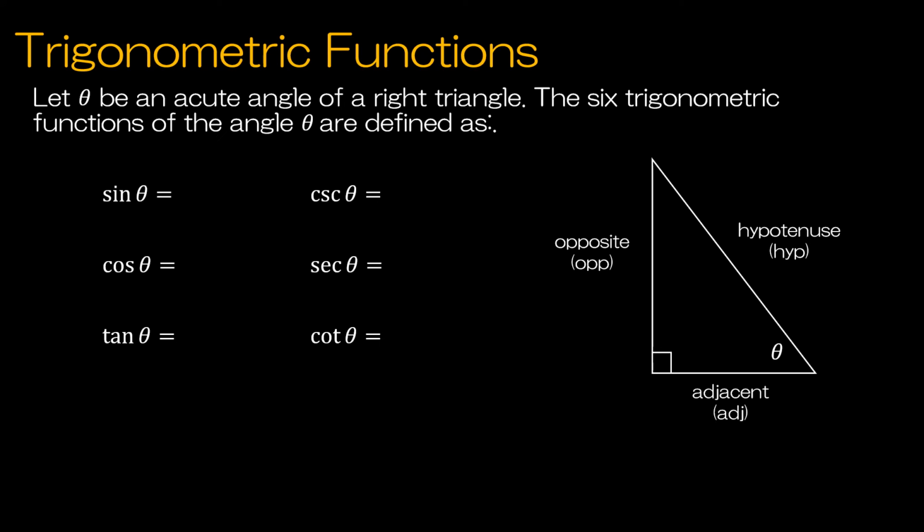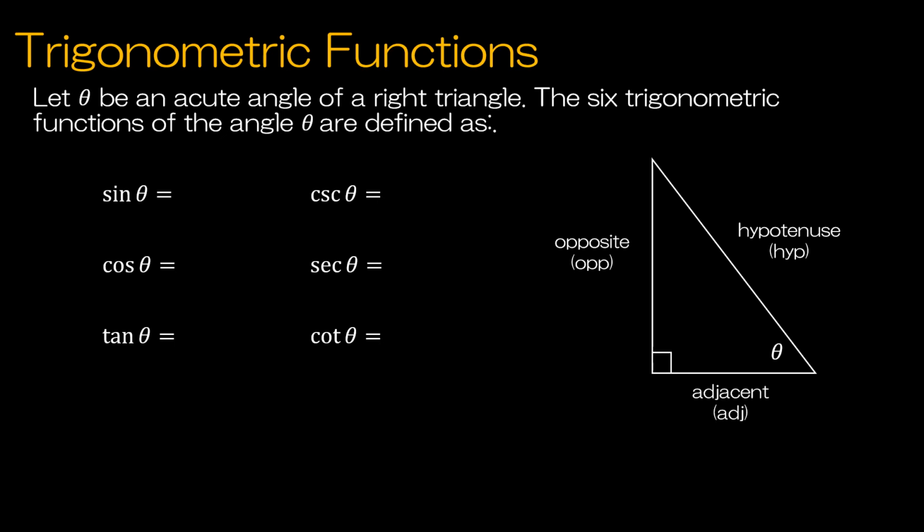So when we're dealing with the 6 trigonometric functions, it all has to do with the side opposite the theta, which is an acute angle, the side next to it, which is the adjacent side, and of course the hypotenuse is always the hypotenuse. It's always across from the 90-degree angle. So now that we know which side is which, let's talk about how to define sine, cosine, tangent, and so forth.